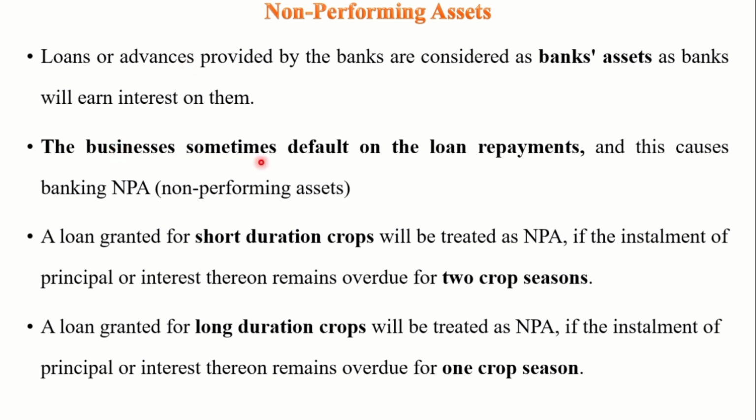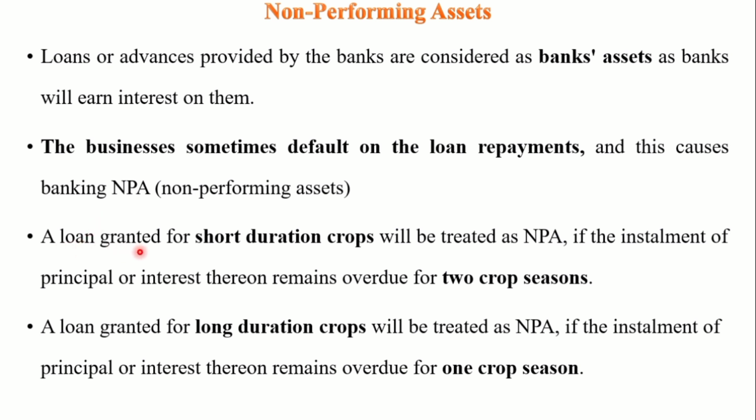Businesses sometimes default on loan repayment, and this causes banking non-performing assets. A non-performing asset is a loan or advance for which the principal and interest payment remain overdue for a period of 90 days. Then that account is treated as a non-performing asset by the bank.